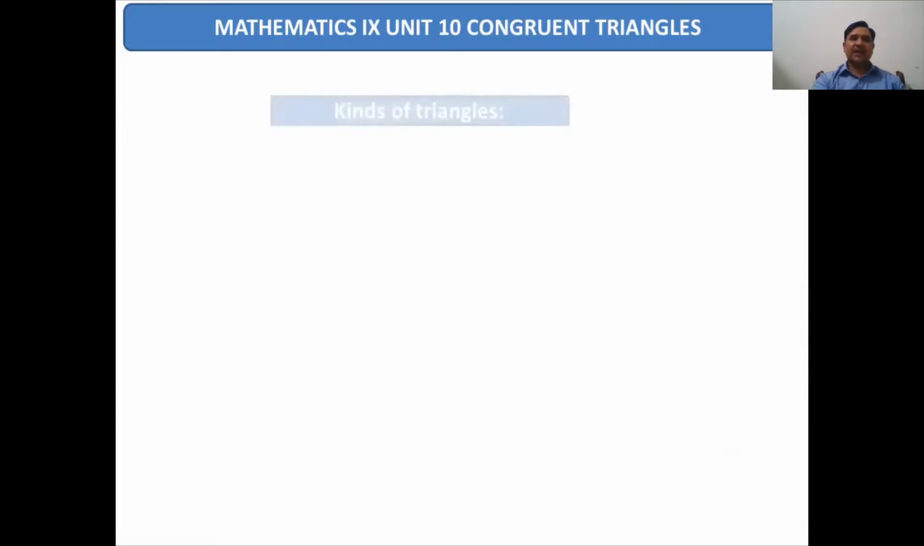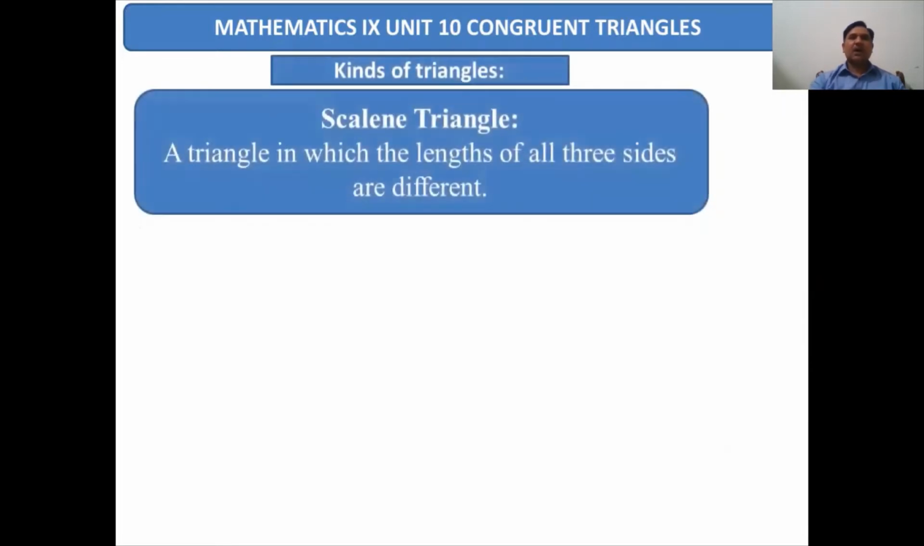This side is equal to this side and these opposite angles are also equal. Next, scalene triangle, a triangle in which the length of 3 sides are different. So that triangle is known as a scalene triangle. Since each side of the triangle is different, the measure of each angle of this triangle is also different. So kinds of a triangle with respect to angle.